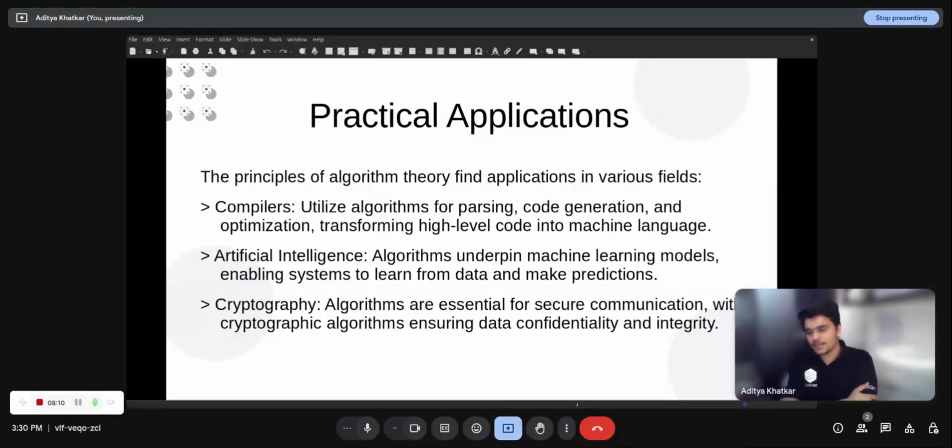There are practical applications for algorithms also, as the principles of algorithm theory find applications in various fields. Compilers utilize algorithms for parsing, code generation and optimization, transforming high-level code into machine language. Artificial intelligence: algorithms underpin machine learning models, enabling systems to learn from data and make predictions. Cryptography: algorithms are essential for secure communication, with cryptographic algorithms ensuring data confidentiality and integrity.